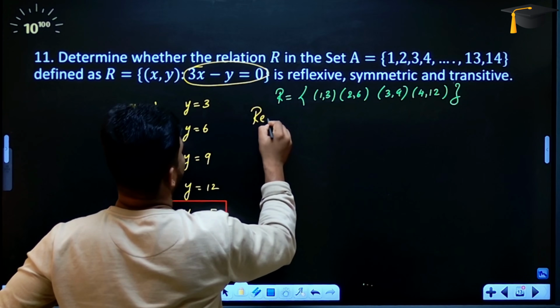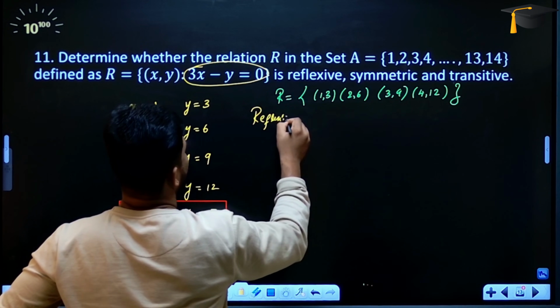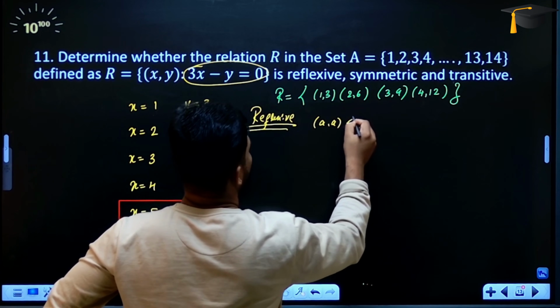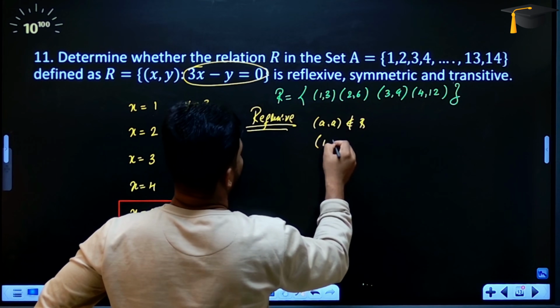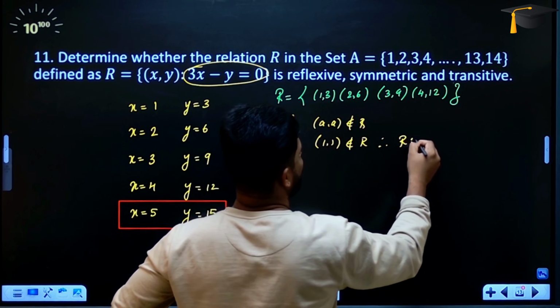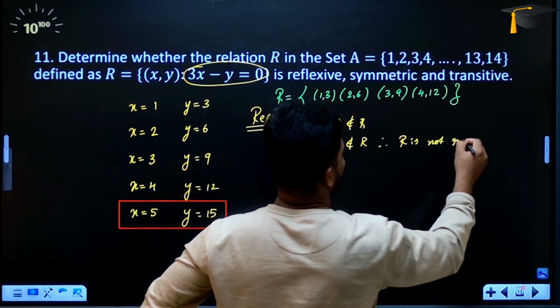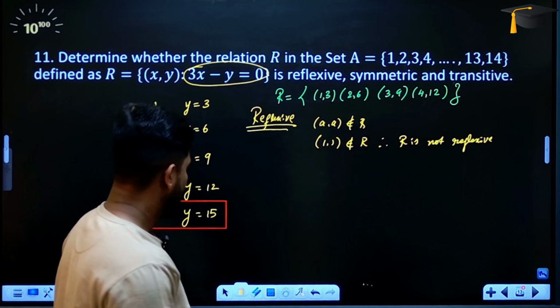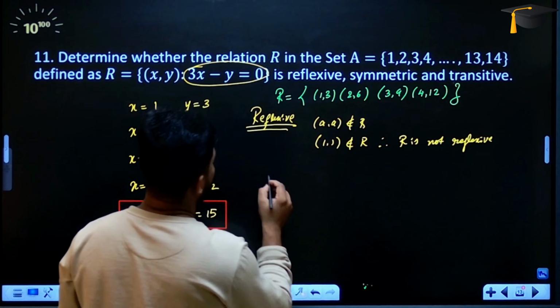So for reflexive, just write a comma a does not belong to R, or else 1 comma 1 does not belong to R, hence R is not reflexive. That's it.